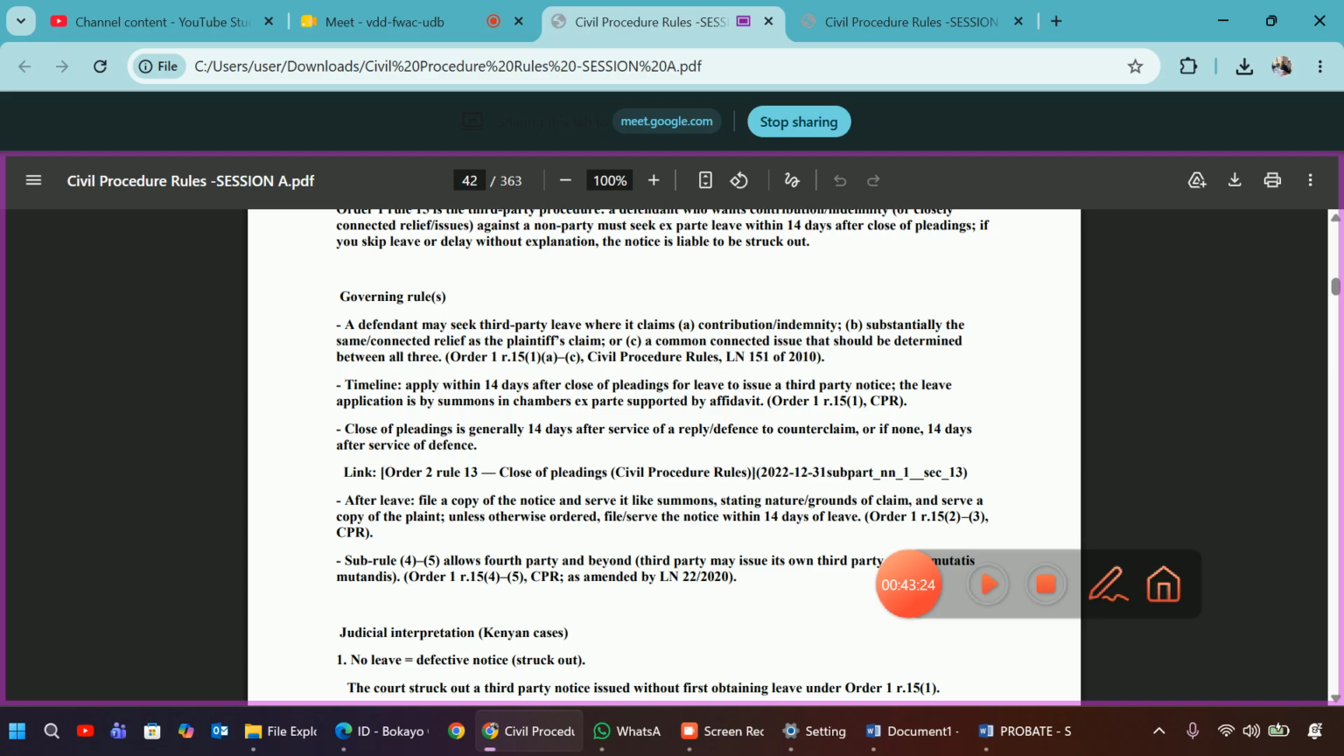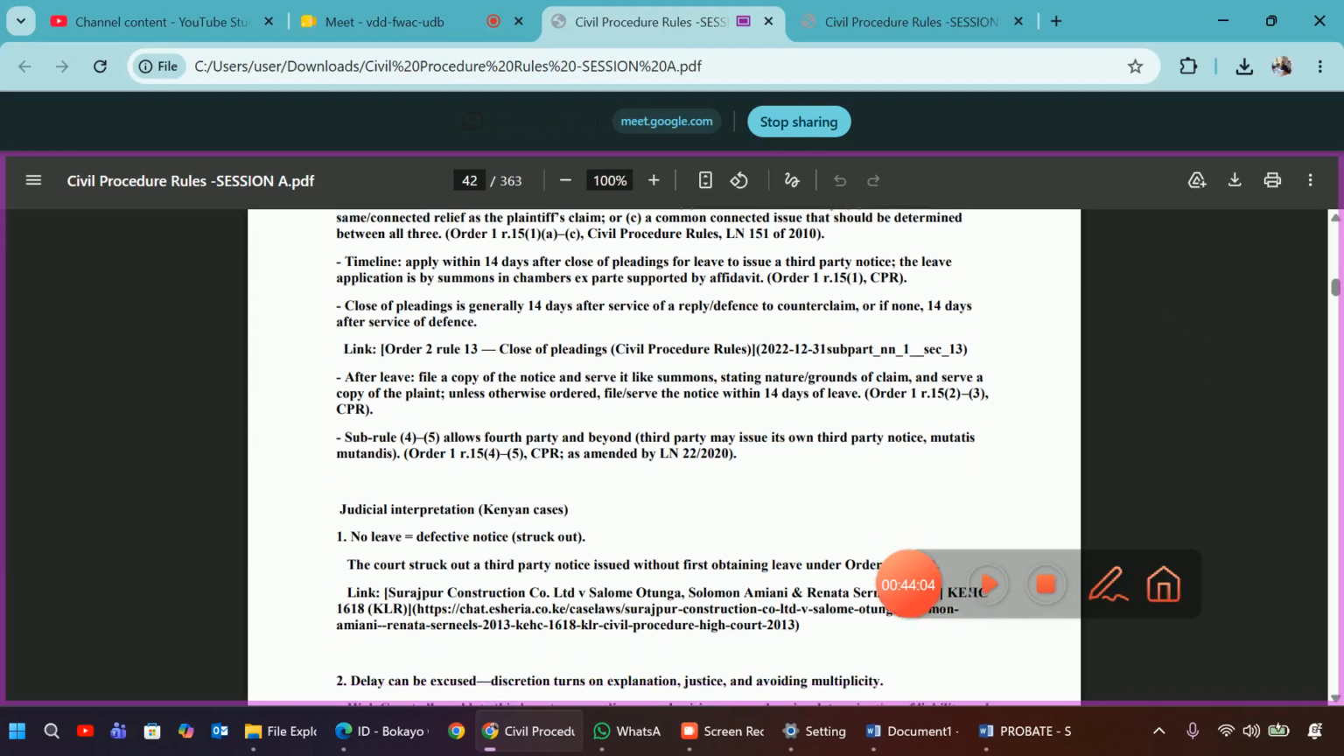Close of pleadings is generally 14 days after service of a reply or defense to counterclaim, or if none, 14 days after service of defense. This is also an oral question: when do we consider close of pleadings? We usually consider close of pleadings generally 14 days after service of a reply or defense to counterclaim, or if none, 14 days after service of defense. Okay, this is provided for under Order 2, Rule 13 of the Civil Procedure Rules. A very notorious question when it comes to the oral examinations.